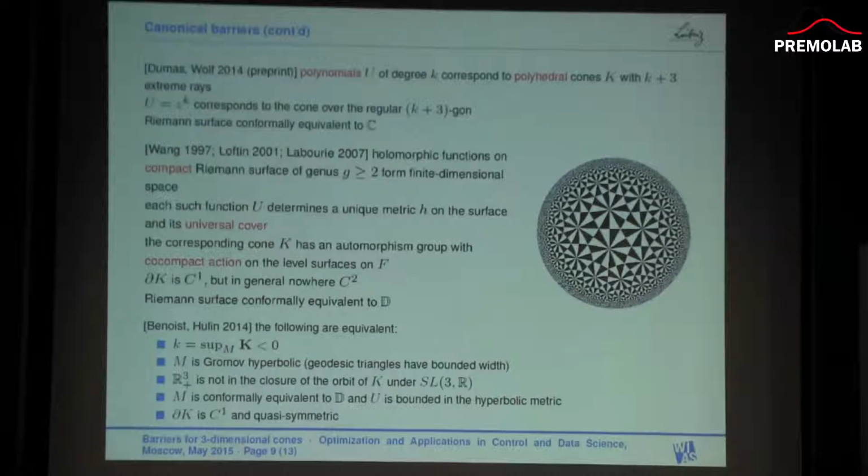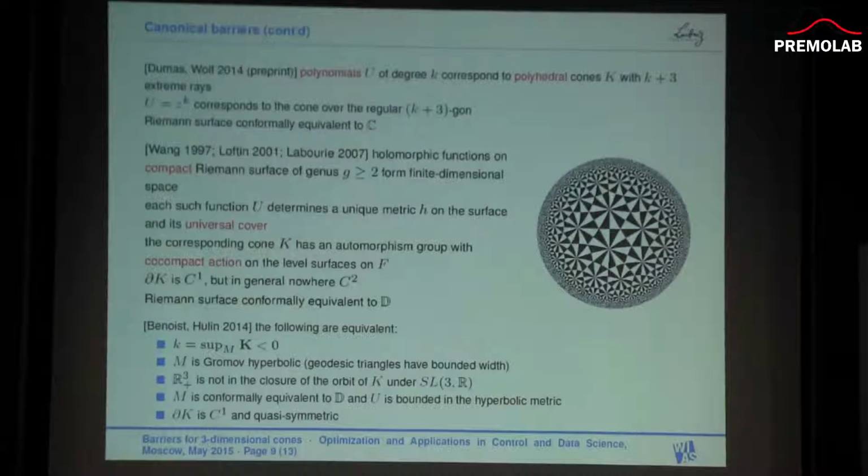And also last year there appeared a result which links the curvature of the cone to a lot of conditions on the metric. So if the curvature of the Riemann surface is bounded away from 0, then it's equivalent to the condition that the geodesic triangles have bounded width, so they have not infinite size.